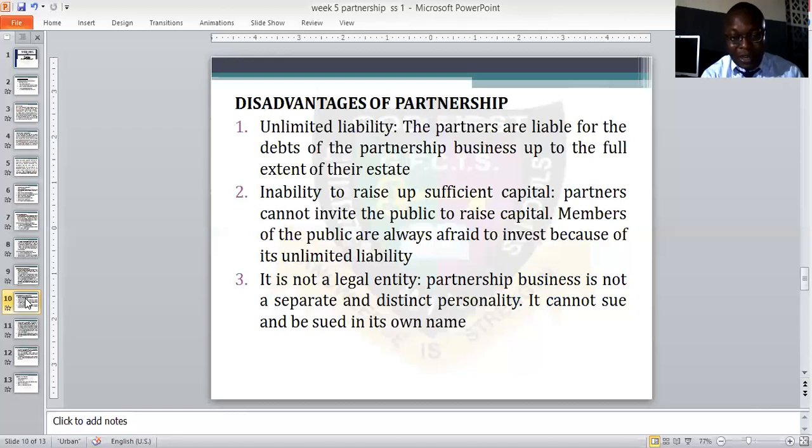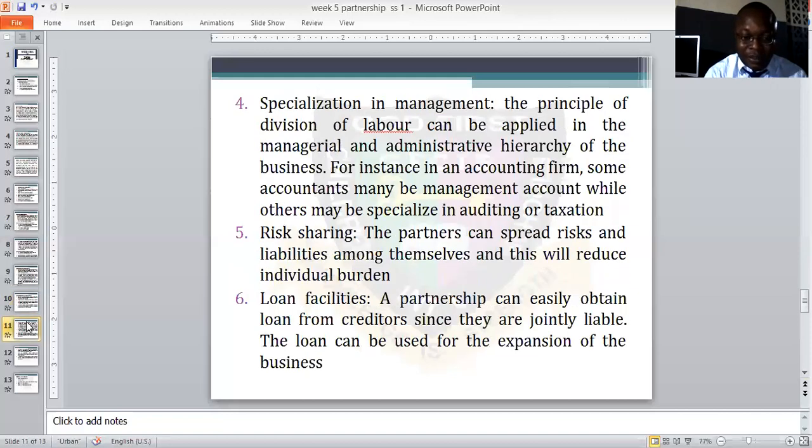Members of the public are always afraid to invest because of its unlimited debt. So they are afraid to invest more capital in this partnership business. It is not a legal entity. Partnership business is not a separate or distinct personality. You can sue them and be sued on its own name, and they also can sue any other company. So that is one of the disadvantages of partnership business.